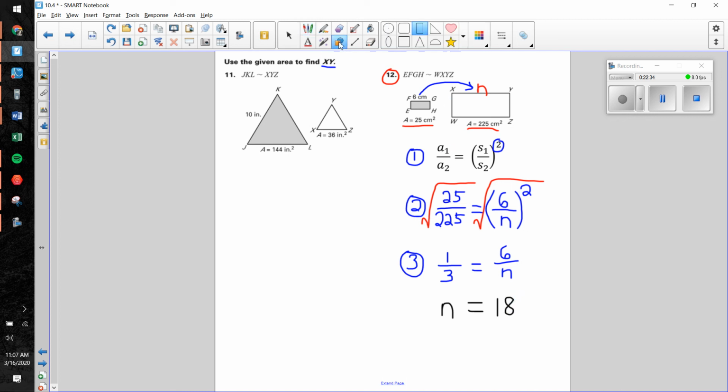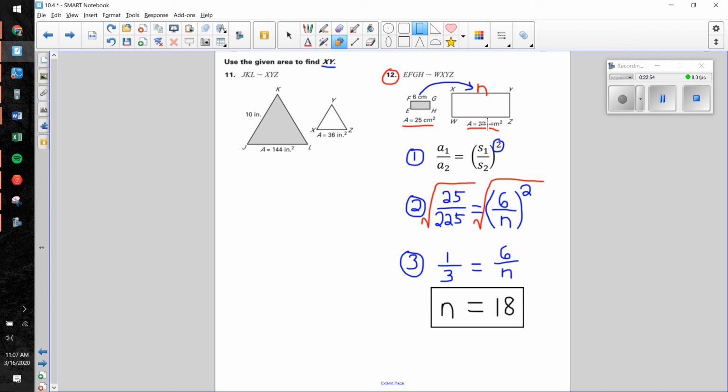And that right there, everybody, is what we were looking for, the answer to this problem here: n is equal to 18. Now what that basically tells you, if we go back up here, if this side was an 18, the figure on the right has a side length that's 3 times as big as the figure on the left. 18 is 6 times 3.